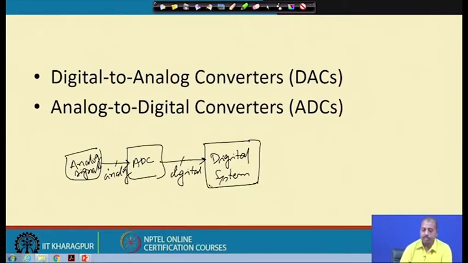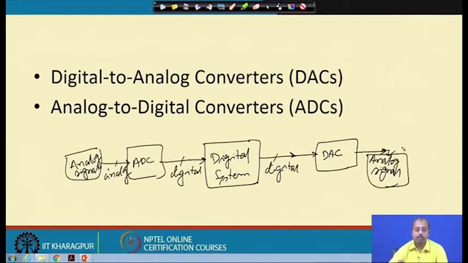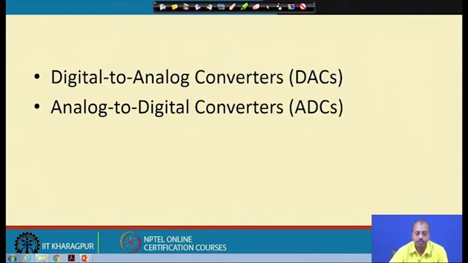After doing the processing, the digital system outputs some digital value, and that digital value has to be converted to analog before it is given to the environment. So this is the digital to analog converter, and then this is the analog signal that we get. This is how the whole system will work. We need to understand these two circuitries, the DAC and the ADC, because they become a very important part of interfacing this digital system to the analog environment. So how do we do that? That we will see.